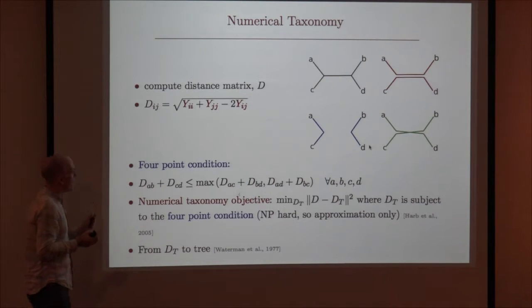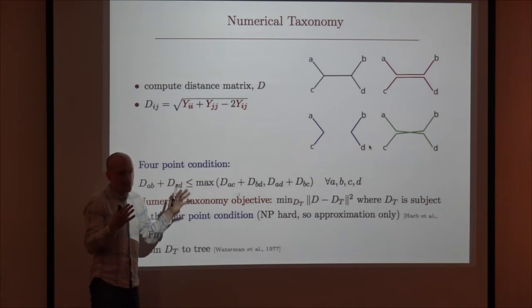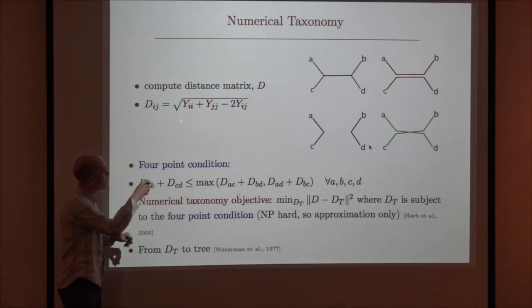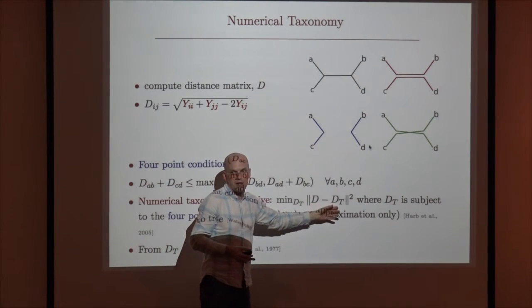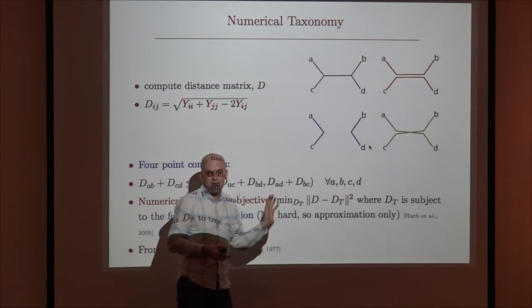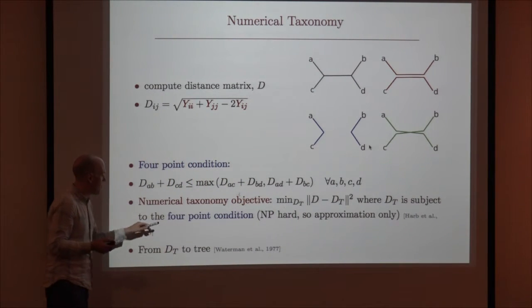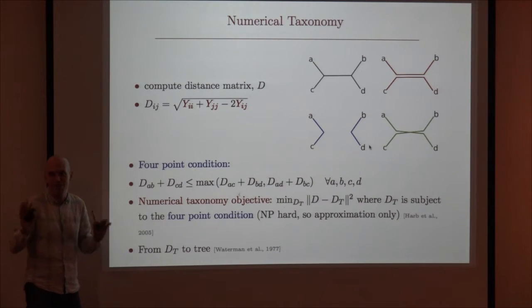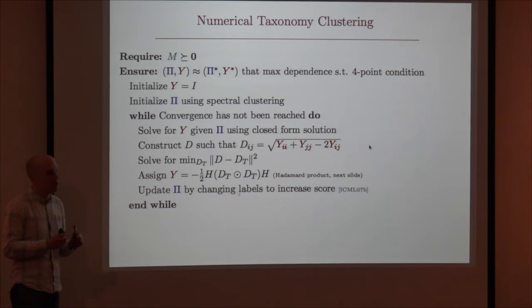So basically, if I've computed my kernel between my clusters, I can then find a distance matrix. I find the distance matrix using this. Then I find approximately the closest taxonomy. It's NP hard to do that exactly, but we can do it approximately. And then once we've got our taxonomy, we can construct the tree. We can draw it. Okay? So this is what the algorithm looks like.